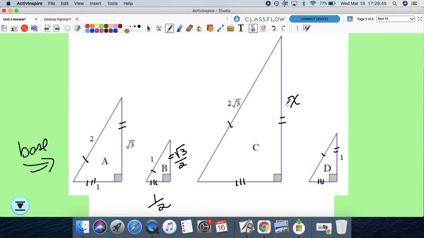Let's call this x, just to be different. And we're going to use corresponding sides. So let's use the 2. In this case, it corresponds to 2 times square root of 3. As square root of 3, this guy right here corresponds to the missing length that we're looking for, x. Cross multiply, we get 2x.